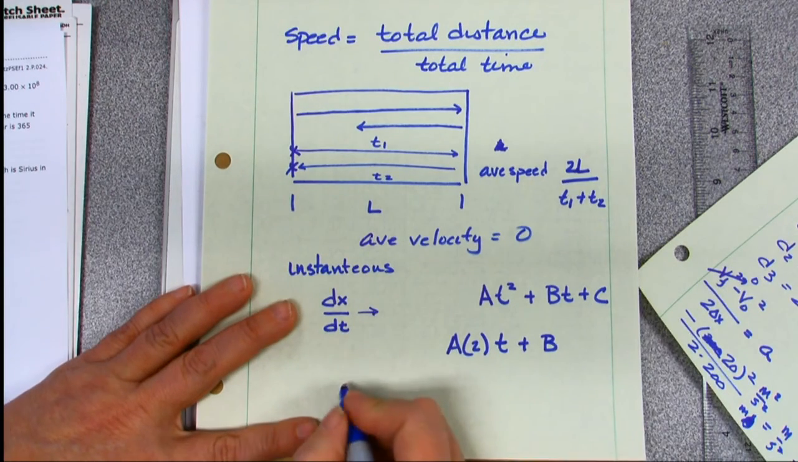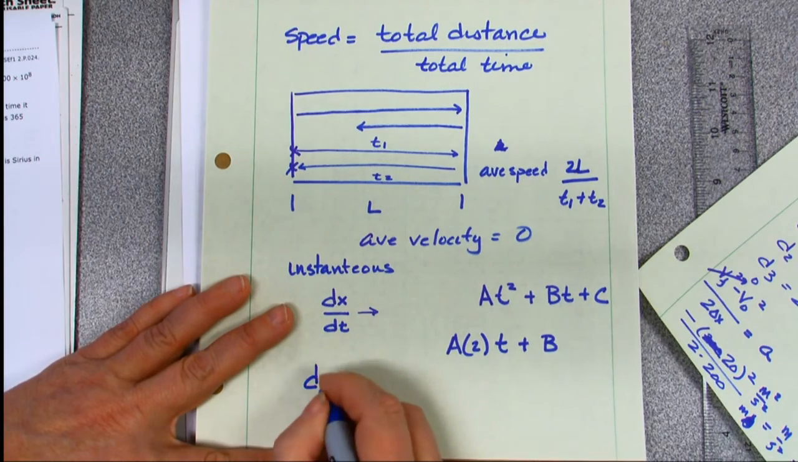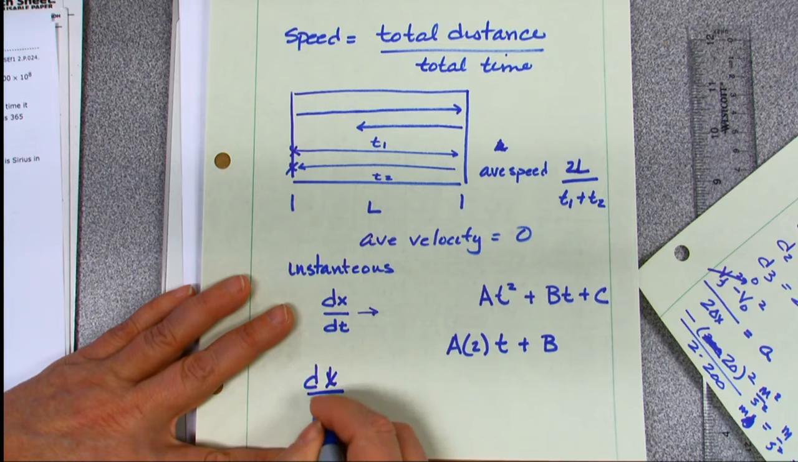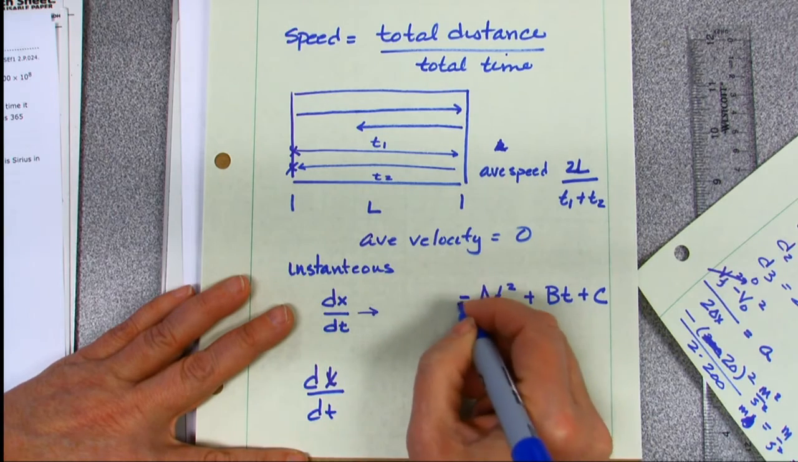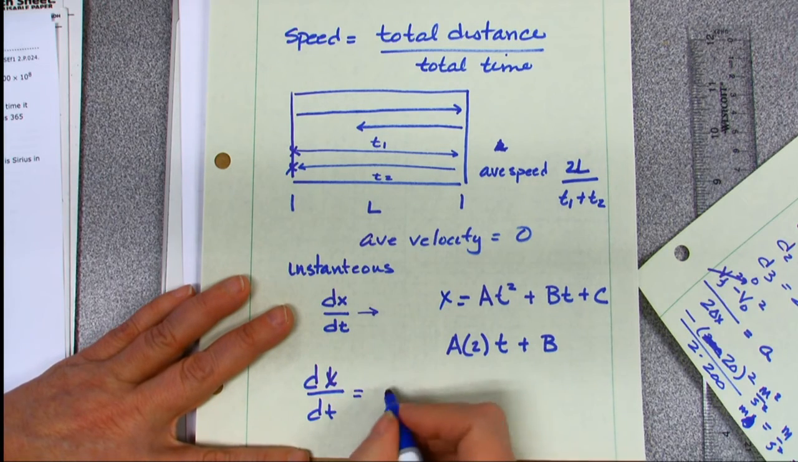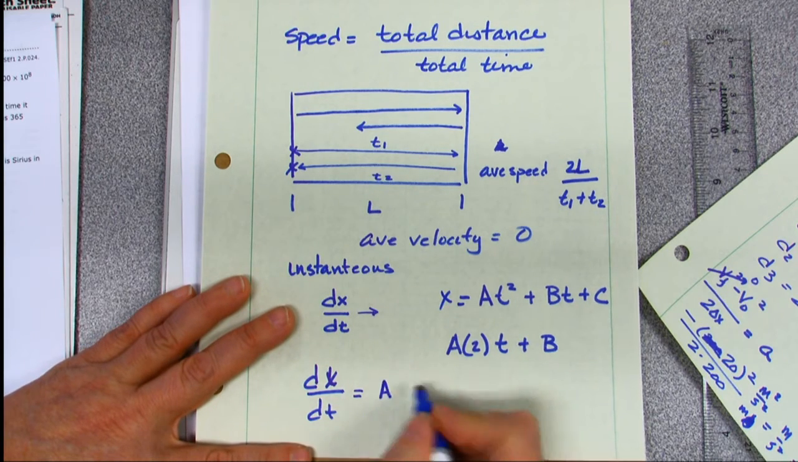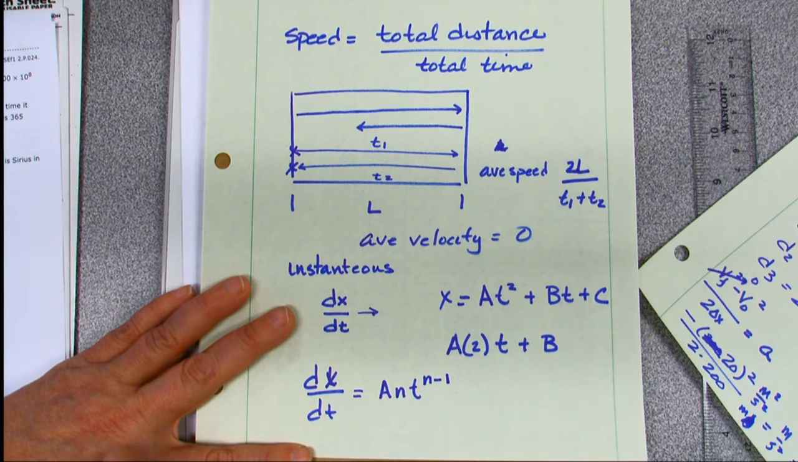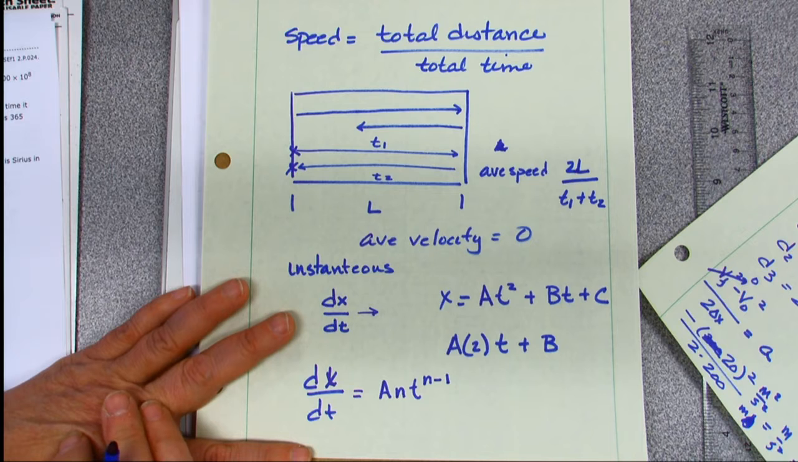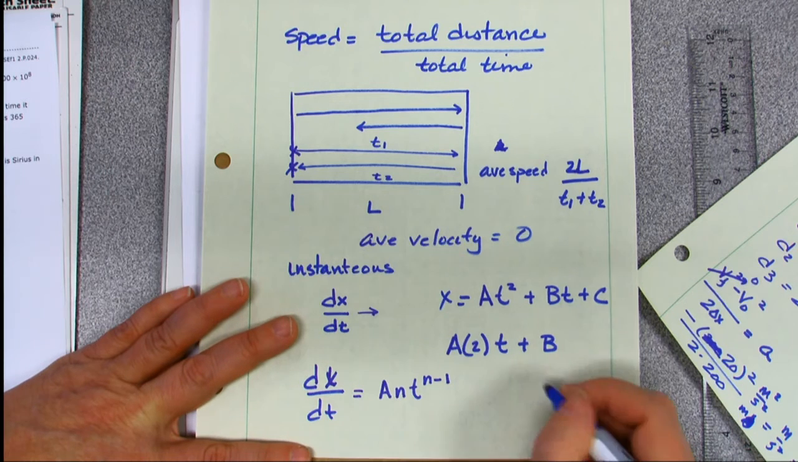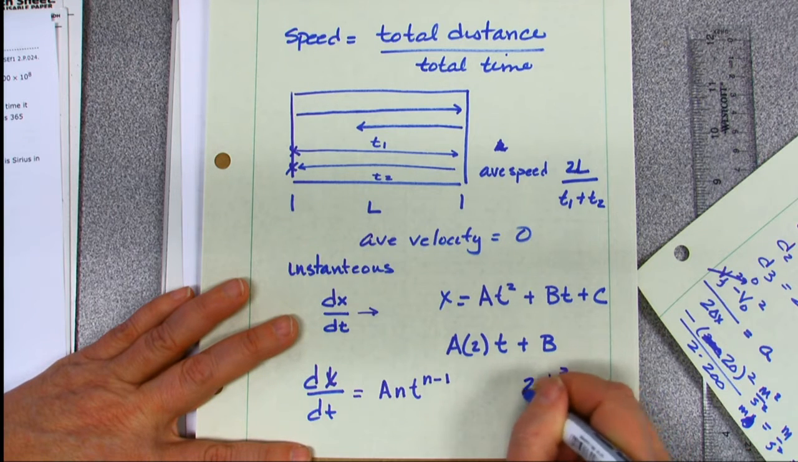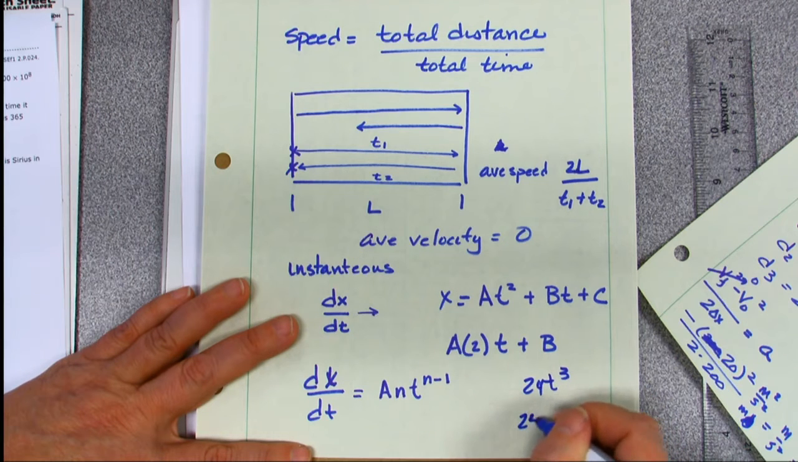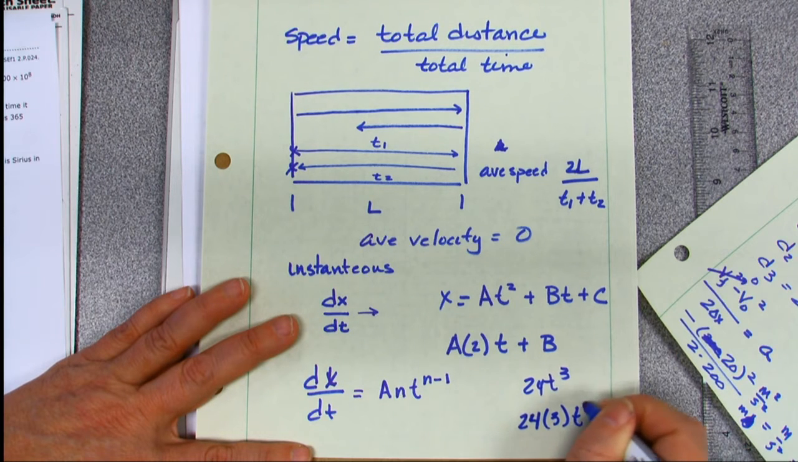The general function is, if this is the derivative of x with respect to time, because this is what x equals, this is going to be a n t^(n-1). So if I have 24 t to the third, that's going to be 24 times 3t squared.